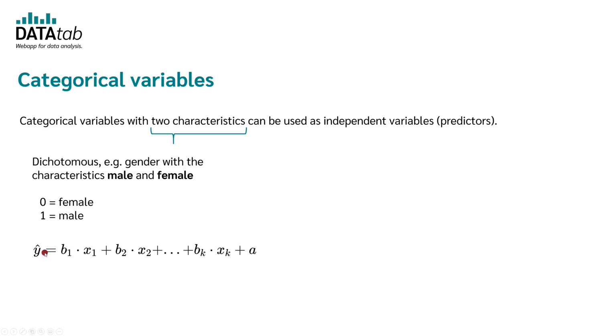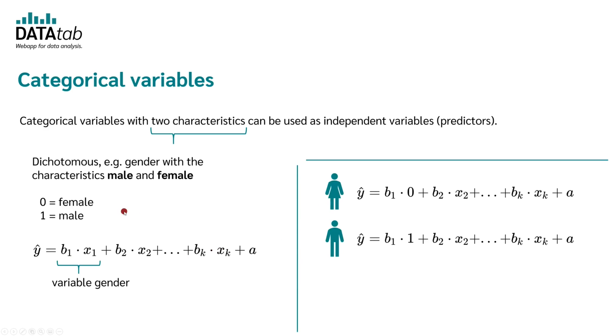If we now look at the regression equation and say the variable x1 is gender, then b1 is the regression coefficient for gender. So the question now is, how can we interpret b1? We said that 0 is female and 1 is male, so we just put that in. Then we have 0 times b1 for a female person and 1 time b1 for a male person. Accordingly, b1 indicates the difference between male and female. Let's say in this example, we want to predict the income of a person, so y would be our income. If a person is male, this person earns more by the amount of b1 than a woman. Therefore, b1 is the salary difference between men and women.